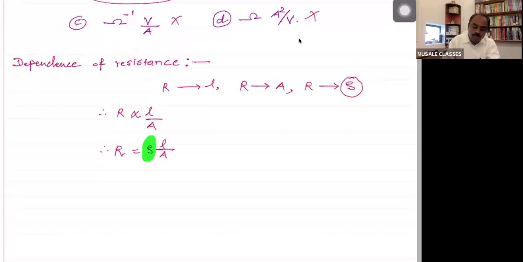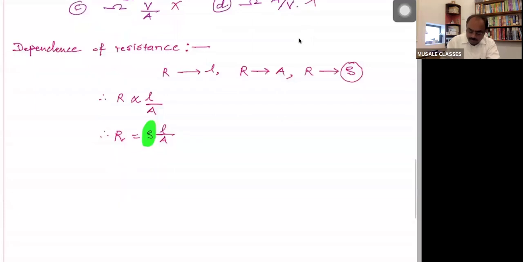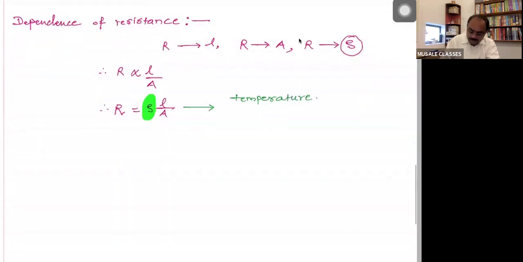There is one more factor on which resistance depends, and that factor is temperature. Resistance is directly proportional to the temperature. This also I will explain to you. You have to write along with me.